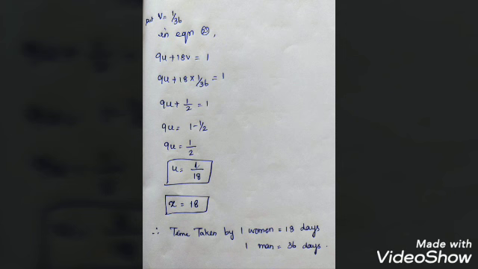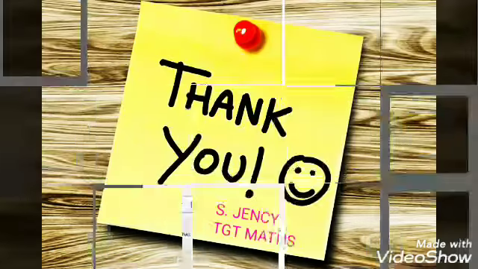Is it clear? Nothing we did. We converted that statement into algebraic form, then normally we take 1 by x as u and 1 by y as v. Like that we took. Next we did the elimination method.